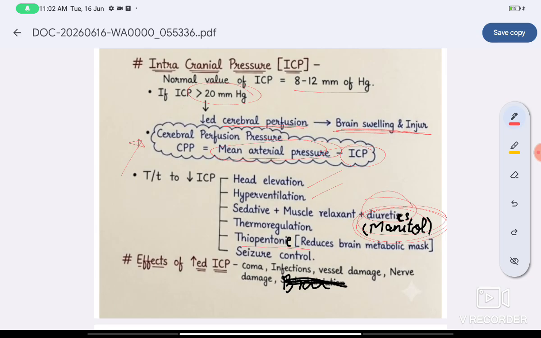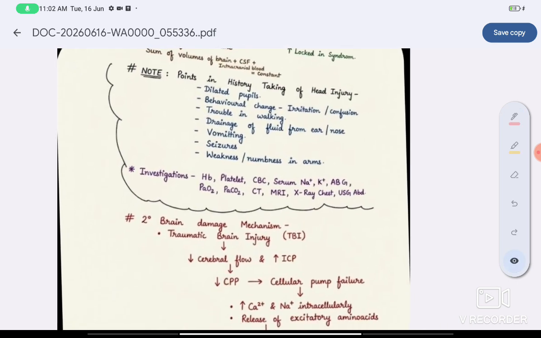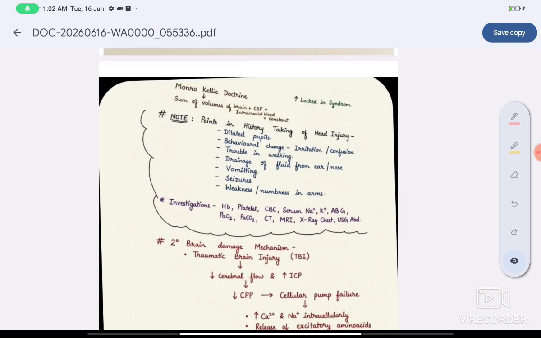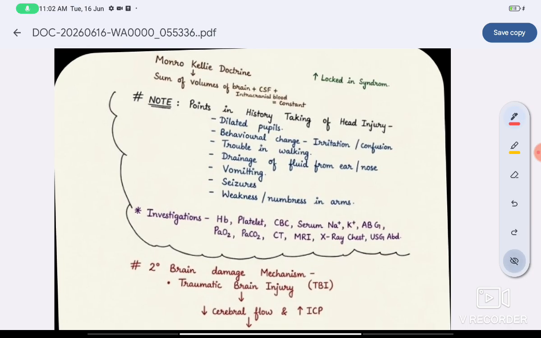Next, we give thiopentone sodium. We help the patient perform thermoregulation. Then we proceed with seizure control. Effects of increased ICP include coma, infections, vessel damage, and nerve damage. Then there is something known as Monro-Kelly doctrine. It means the sum of the volume of brain plus CSF plus intracranial blood is constant.